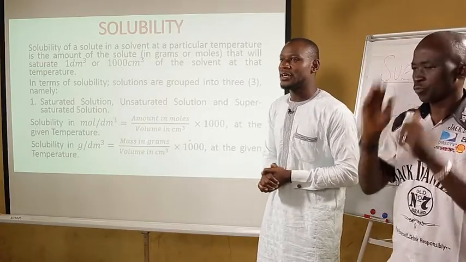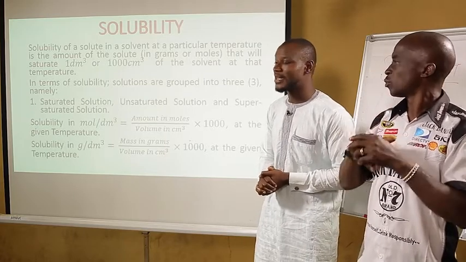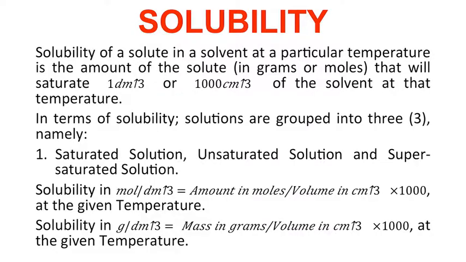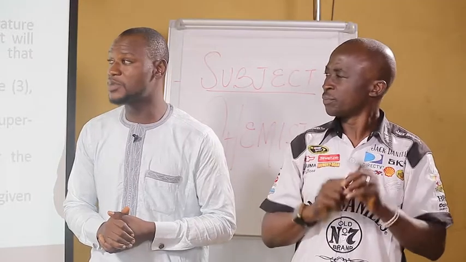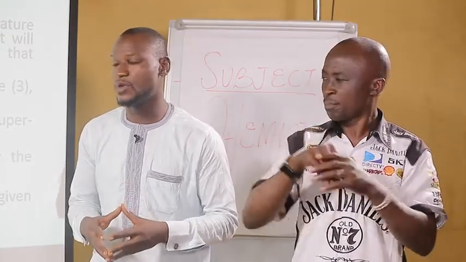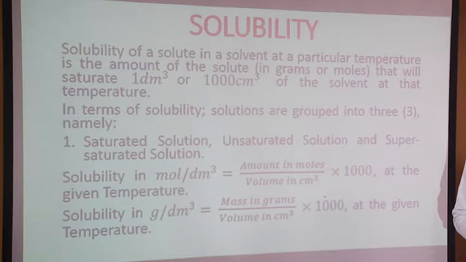My students, having said that, we'll go into solubility, which is the third aspect of the course. Now, what is solubility? The solubility of a solute in a solvent at a particular temperature is the amount of solute, either in grams or in moles, that will saturate 1 dm cube or 1,000 cm cube of the solvent at that particular temperature. That means in terms of solubility, solutions are generally grouped into 3: 1 is the saturated solution, 2 is the unsaturated solution, and 3, supersaturated solution.